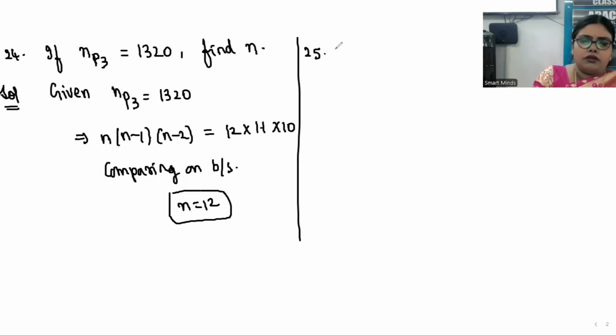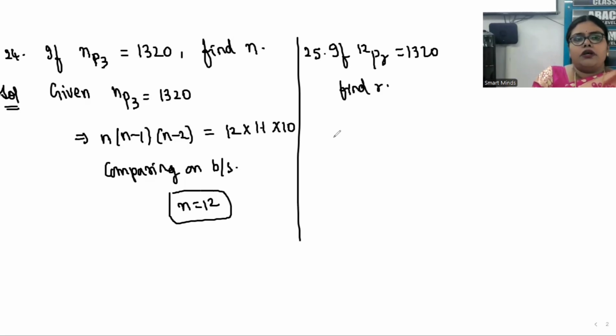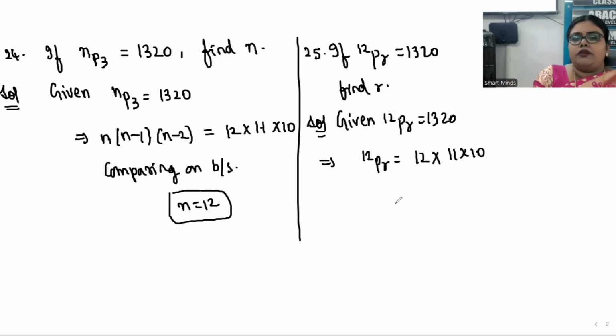Take a similar question. If 12Pr equals 1320, then find r. So here also you can do the same way. Given 12Pr equals 1320. So 1320 can be written as 12 into 11 into 10. Starting from 12, we have 3 terms in order. So you can write it as 12P3, which means r equals 3.